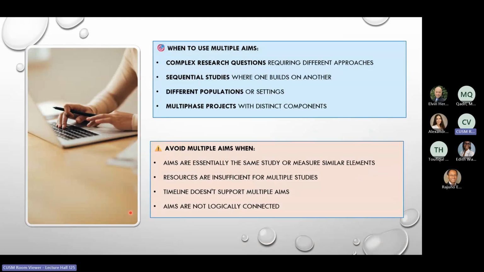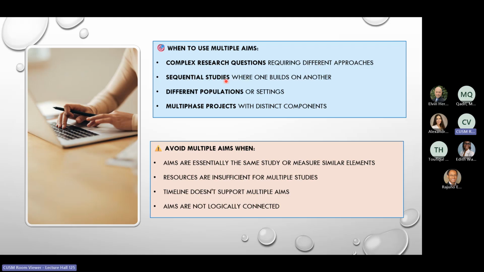So when to use multiple aims? You will likely use multiple specific aim statements when the research question is complex, or sophisticated, or has multiple layers that you'd like to investigate. It requires different approaches or different types of data collection approaches.